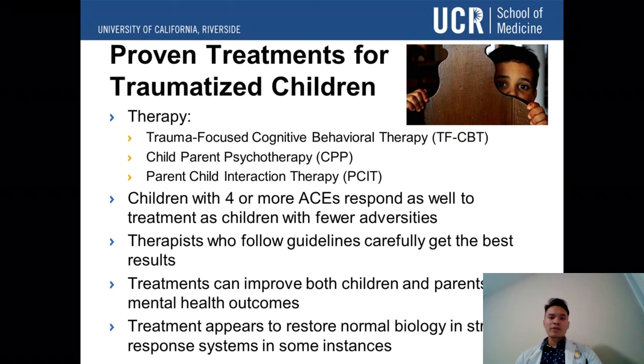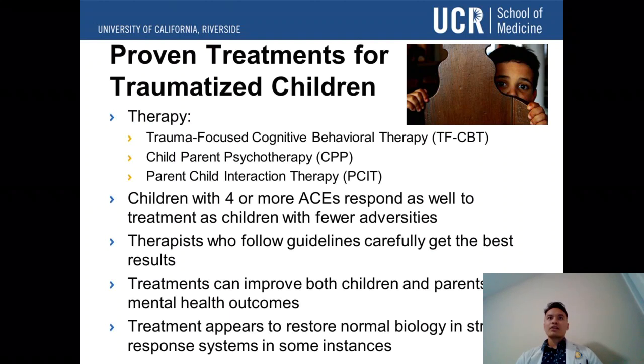Well, therapy is always great. It's always first line. Different kinds of therapies are trauma-focused cognitive behavioral therapy, involving the parent via child-parent psychotherapy, and parent-child interaction therapy. So what we found is children with 4 or more ACEs respond as well to treatment as children with fewer adversities. So even if you have a higher number of adversities, treatment is still very effective. Therapists who follow guidelines carefully typically get the best results. Treatments can improve both children and parents' mental health outcomes, so that's great.